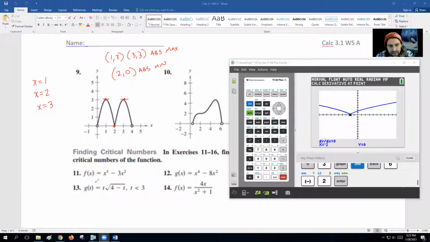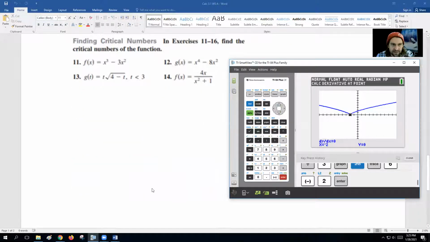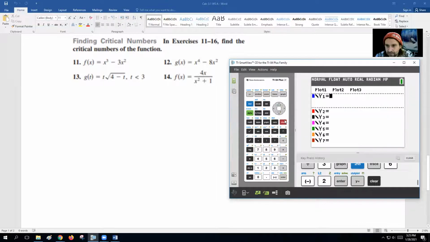All right. And now for the last problems, 11 and 13, those types over there, let's go ahead and plug these into our calculator to see what this looks like. So find the critical number. We just want to name where we would have critical points. All right, let's type this in. We got x cubed minus 3x squared.